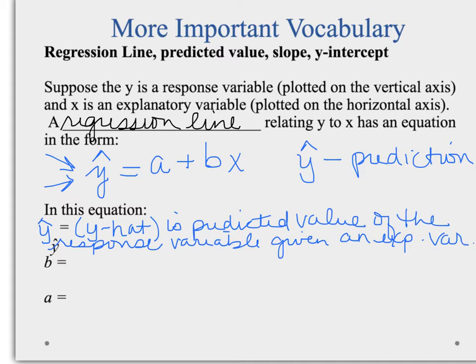B, obviously you should know by now, is the slope. And it's the amount of change that is predicted when x increases by 1. And then last we have the y-intercept. And this is the point, the predicted value when x equals 0.